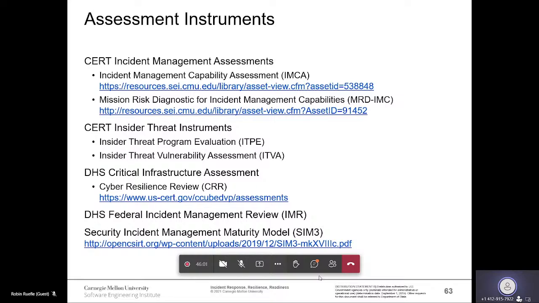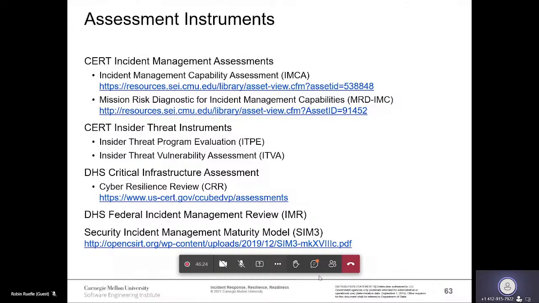Here are just some of the assessment instruments that are out there. This is just some of them. There are other ones out there. And then Barbara is going to talk to us at the end of this module about the one from Mitre on the maturity model for CSERT. The CERT has 2 incident management assessments, both available for download. You can take a look at them.